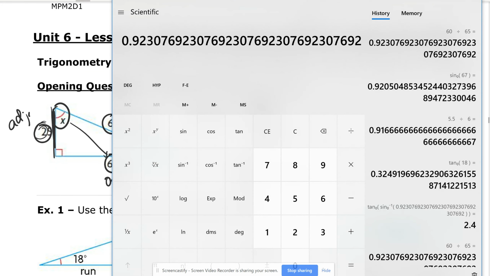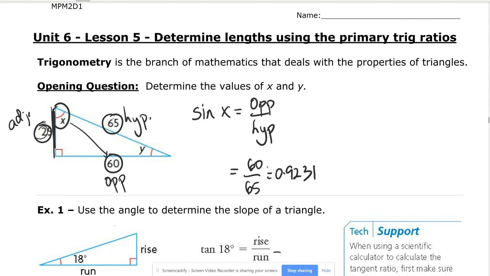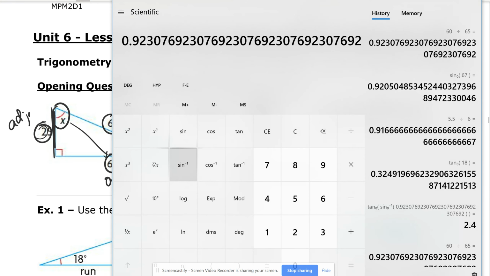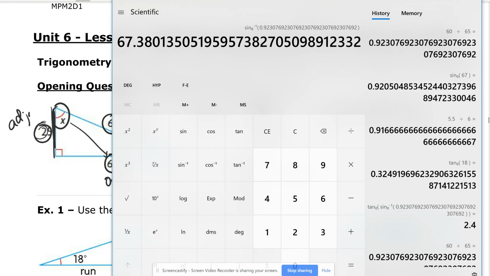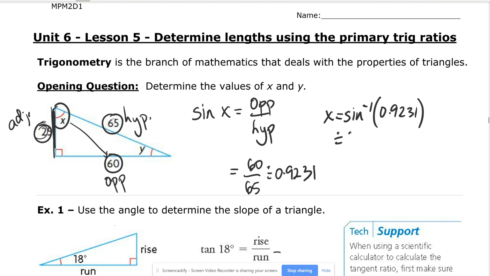So approximately equal to 0.9231. However, if I want angle x, you still have to take the inverse of that ratio. Okay, so if I took the inverse of this answer, I would get 67.38 degrees. So I'll just round that to 67 degrees.